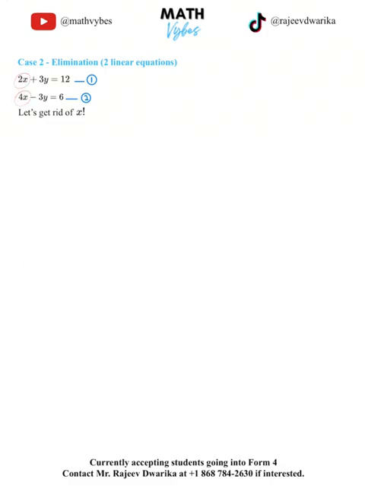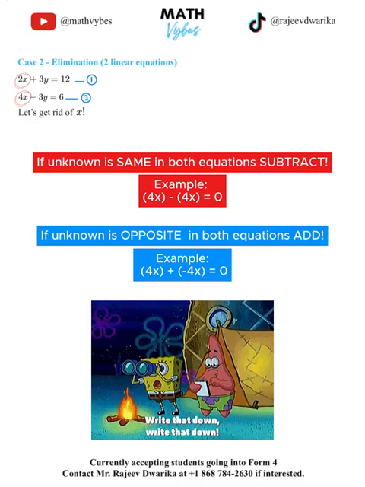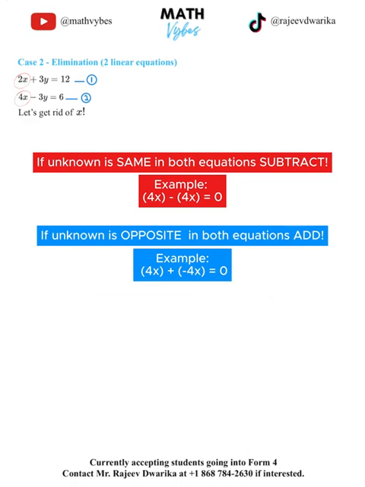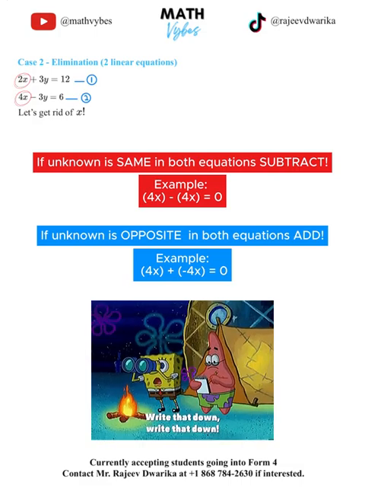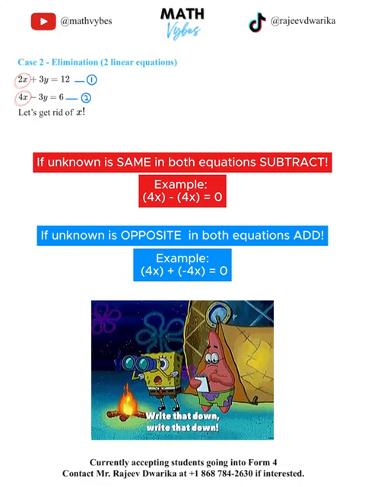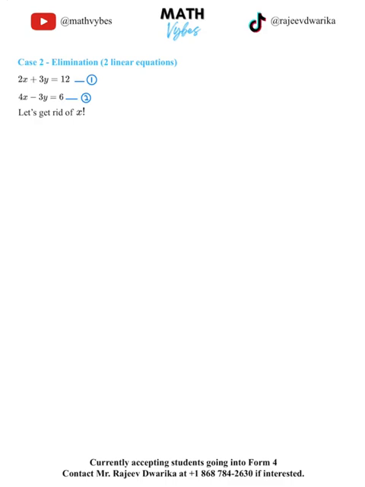Now, if we want to get rid of x, we are looking to see if the x terms in equation 1 and in equation 2 are the same or if they are the opposite. Remember, if they are the same, you would subtract, so they would cancel off. And if they are the opposite, you'll add them so that the opposites would cancel off. So in equation 1, we have 2x, and in equation 2, we have 4x. Is there anything you could do to make the x term here and the x term here the same?